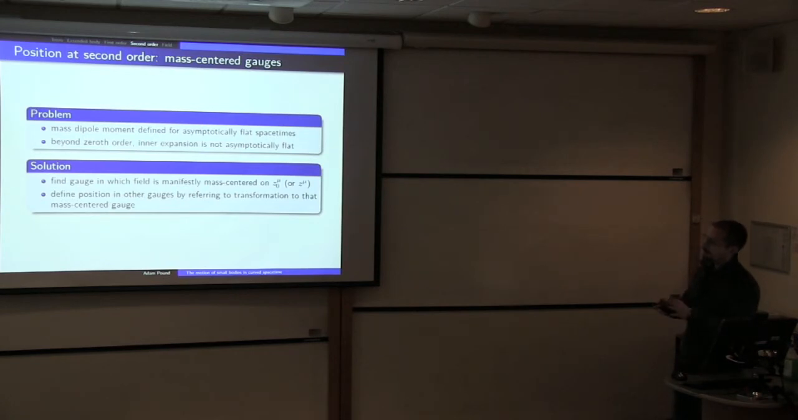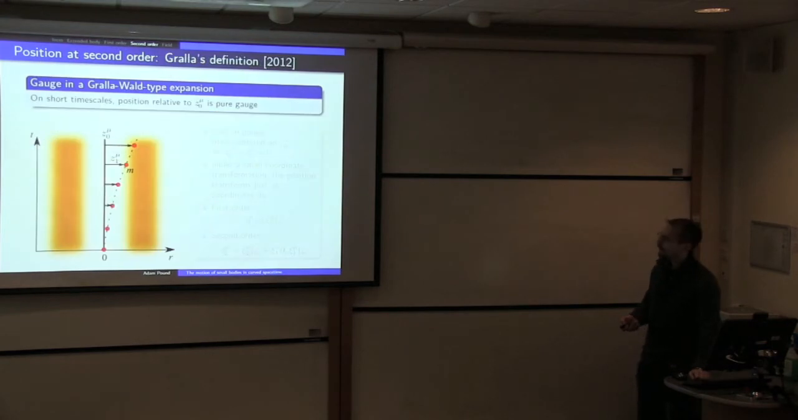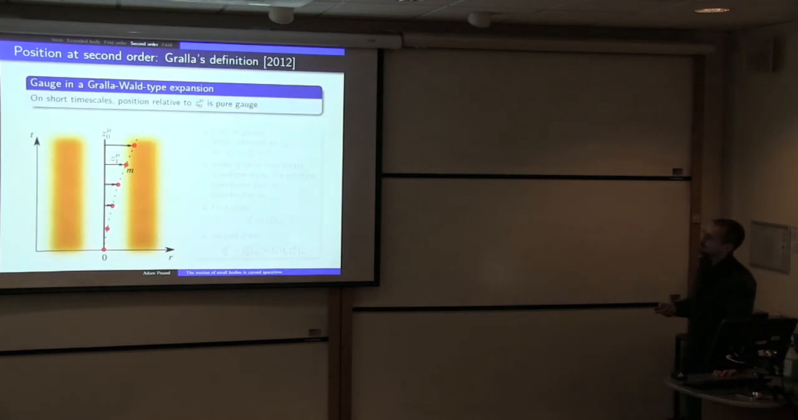So that's in a very particular gauge, or a particular class of gauges, and we then want to go to some practical gauge where it's practical to calculate the solution of the Einstein equation, and we'll define the position in other gauges by referring to the gauge transformation from the mass-centered gauge to the practical gauge. We first run through that in the Gralla-Wald case.